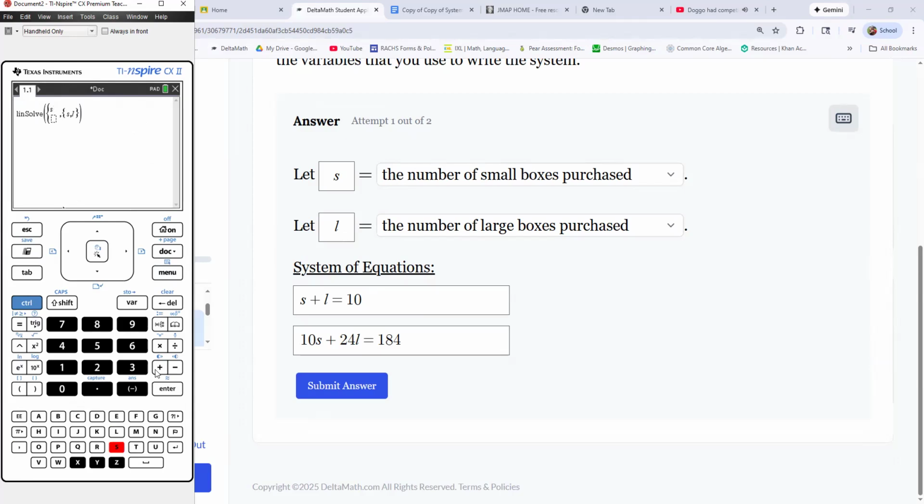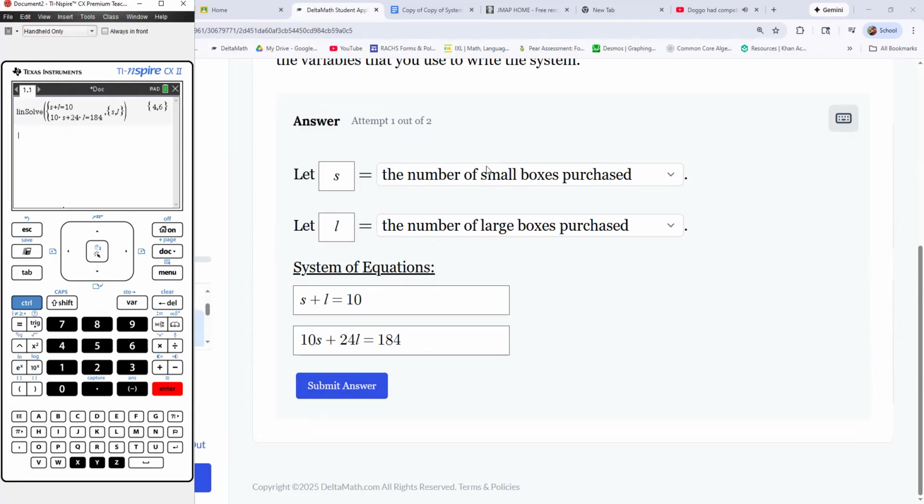And now I'm just going to type in these two equations. So it's going to be S plus L equals 10. And then I tab down to the next box. It's going to be 10S plus 24L equals 184. Press enter. Boom.